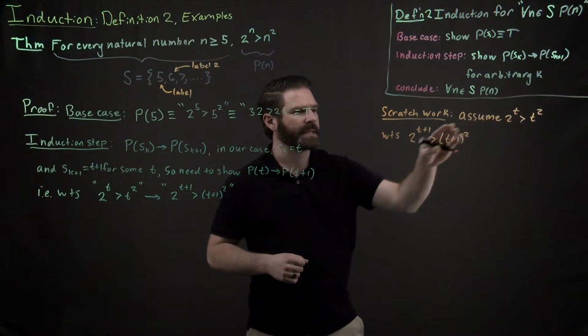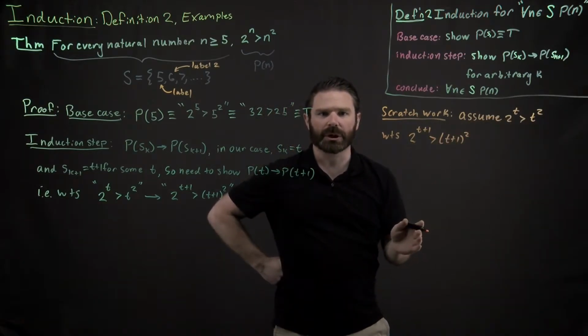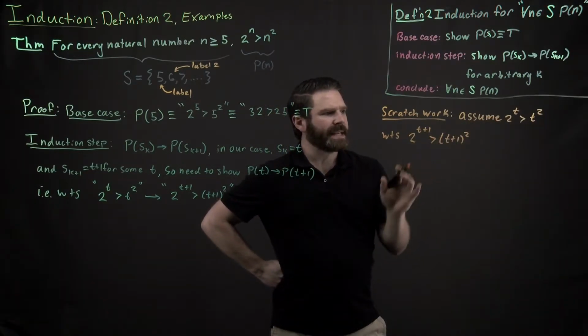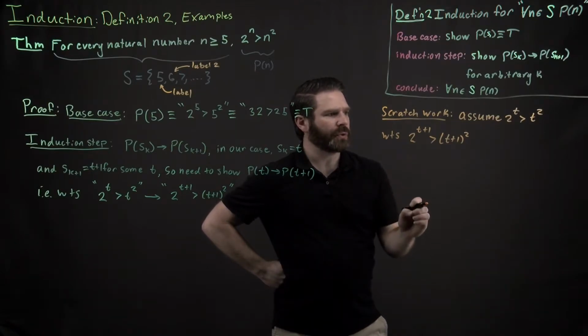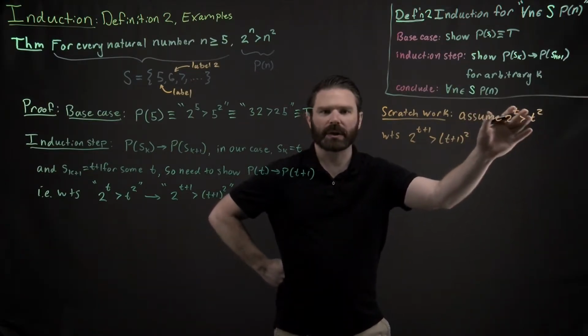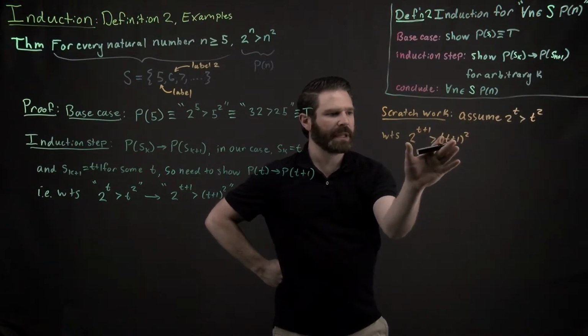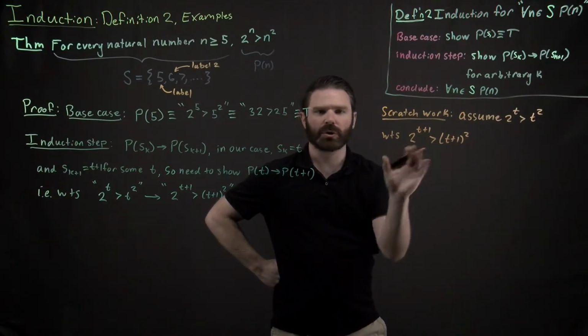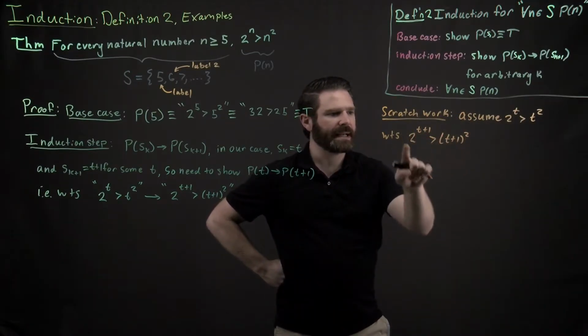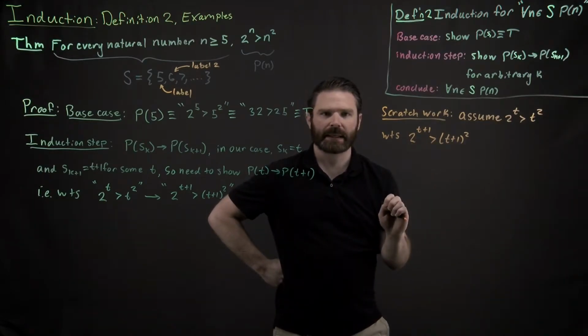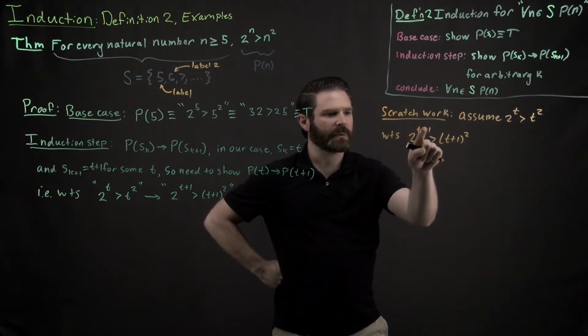I'm going to assume my hypothesis, and I want to show this conclusion. So, as is typical with these, what we want to do is be able to use our assumption to say something about our conclusion. So, since this is an inequality, I have two pieces. And so let's look at this very first piece right here.